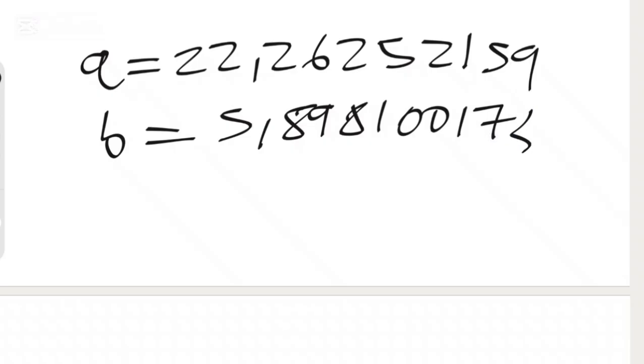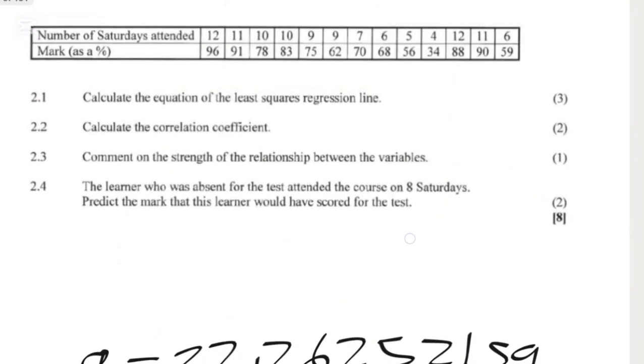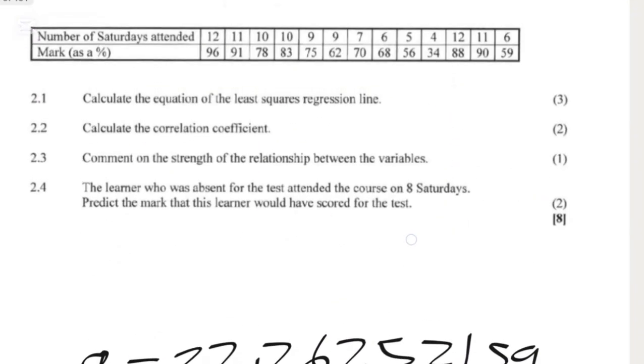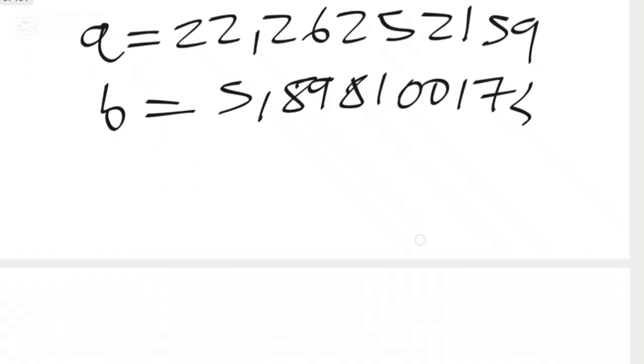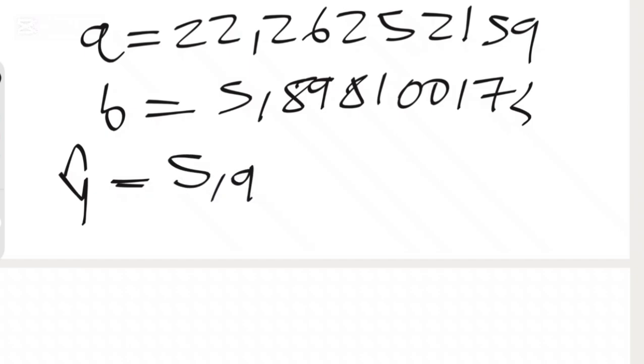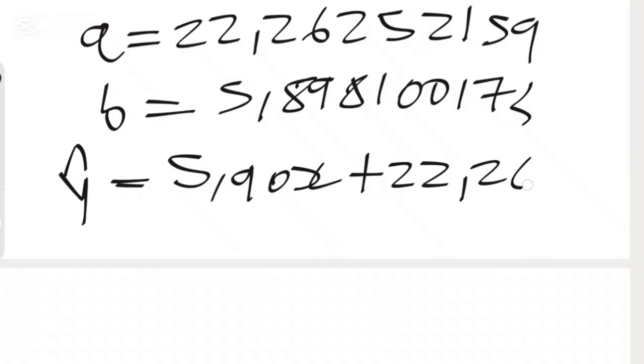Then the equation of the least squares regression, you will easily say, is this. Sometimes you can plot the scatter plot of this and see what you got. You get 5.90x plus 22.26. This is what you got. I will show you.